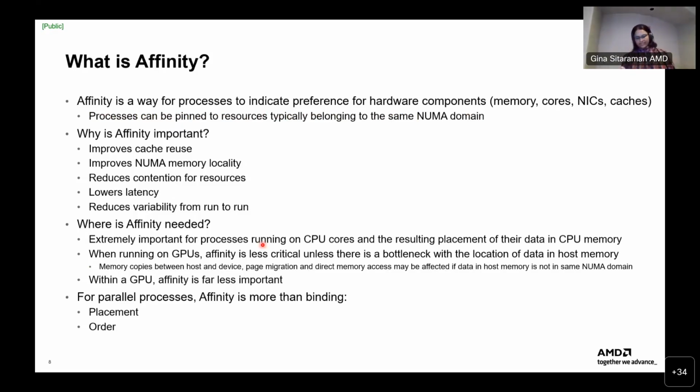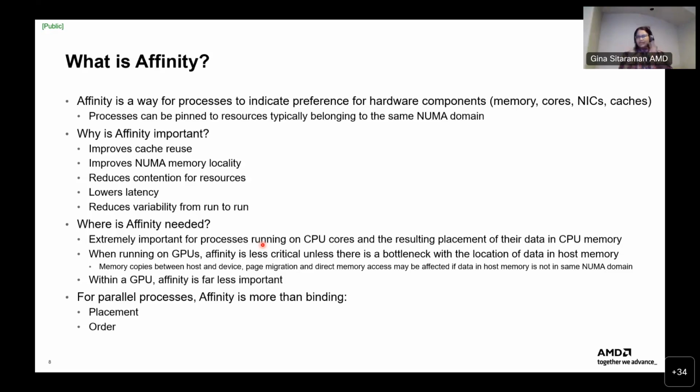Why is Affinity important? Because we would like to reuse cache. We would like to improve memory locality. We want to reduce the contention for resources. That helps us lower latency. And another benefit that we get from setting Affinity correctly is variability between runs is also reduced. So where is Affinity important? Is it important for jobs running on the CPUs or GPUs or what?